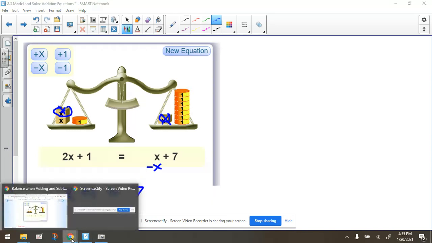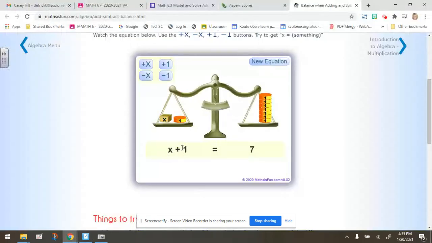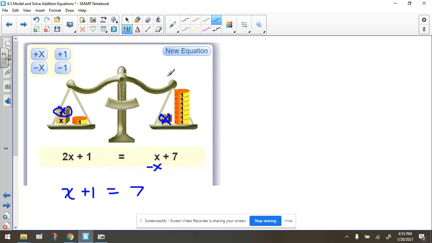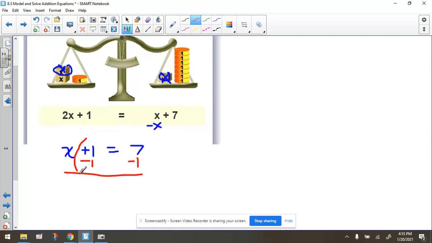So let's go back to the application. See how they're showing you the x plus 1 equals 7? Now, what can we remove to keep things balanced? Can't we take off this? Let's try that. And we took that off, and we got 6. So let's take a look at what that would look like on paper. On paper, we would say subtract 1 to keep it balanced. This would all cancel out. We'd bring down the x, and then we would subtract 7 minus 1 and get 6. So the solution is x equals 6.